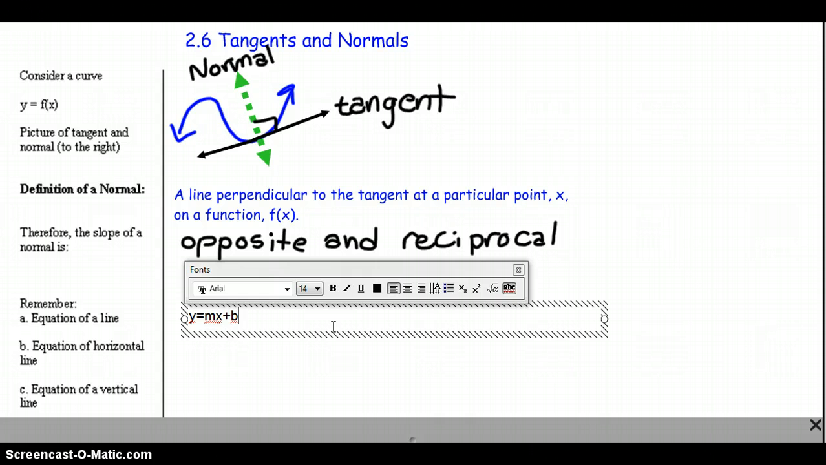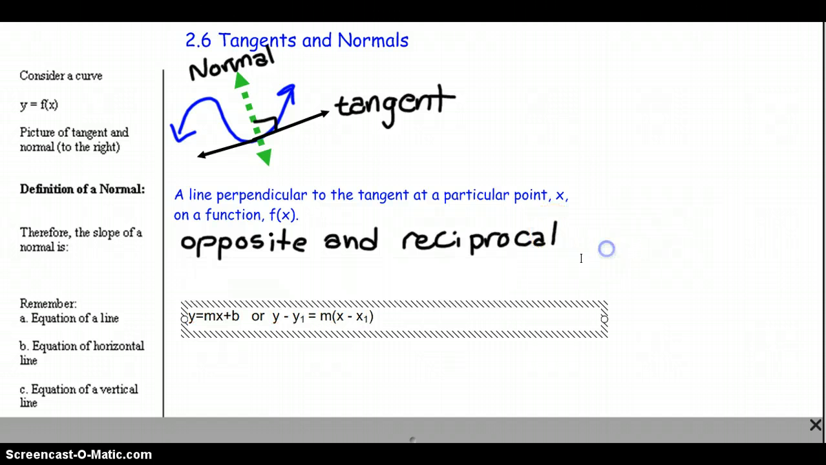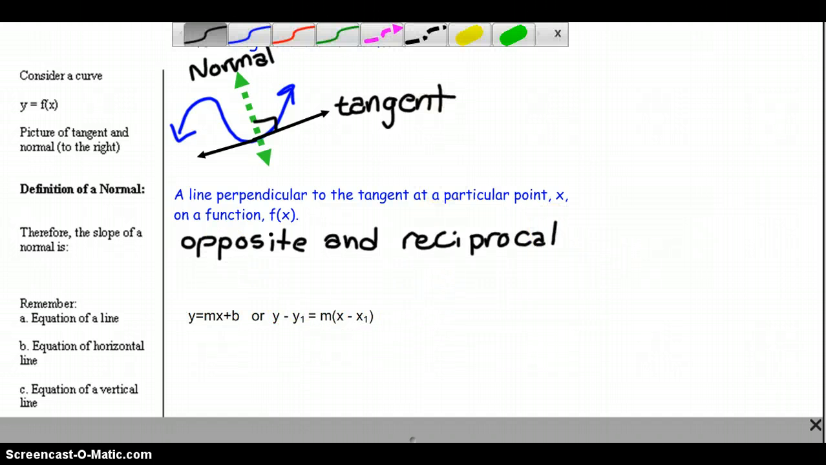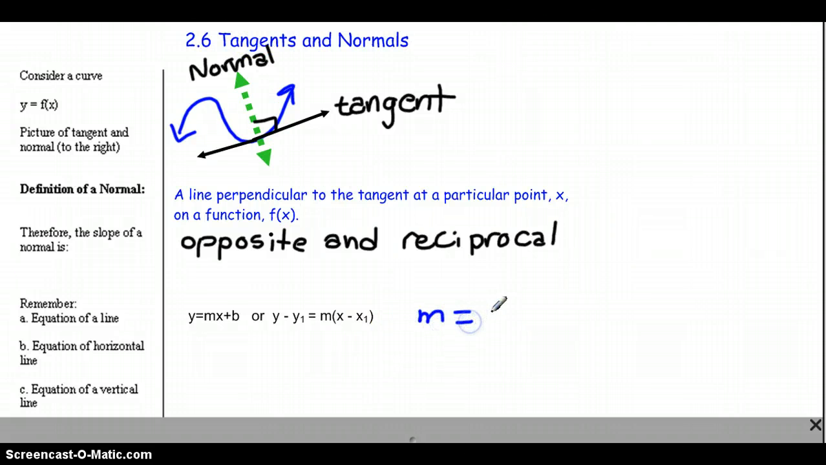or we can also use y minus y sub 1 is equal to the slope times x minus x sub 1. And in this case, m is our slope. M is always our slope. So I'm going to just highlight that over here. M equals the slope.